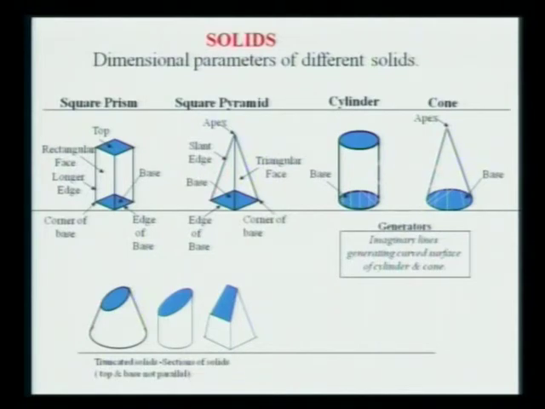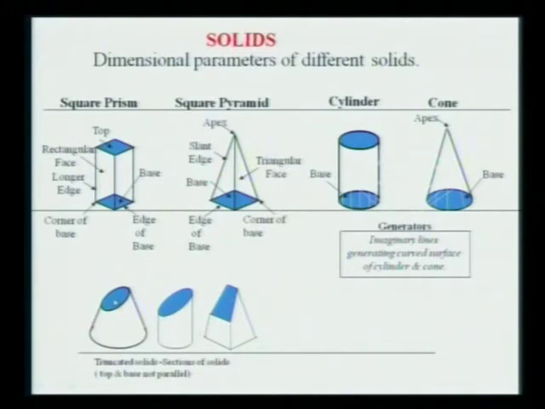That is, sections of solids where top and base are not parallel. It is cut, but the base is horizontal while the top is inclined. Here also the base is horizontal but the top is inclined. Okay, so such types of solids are called truncated solids.